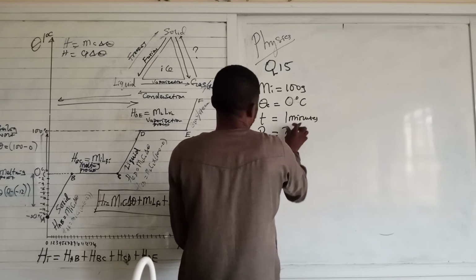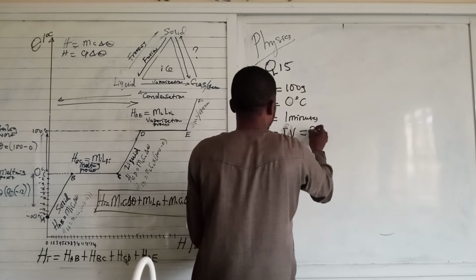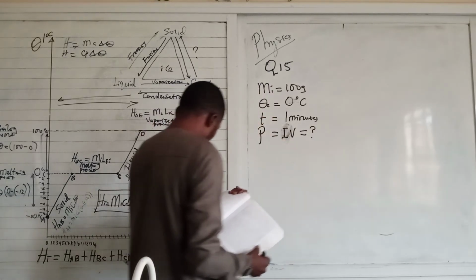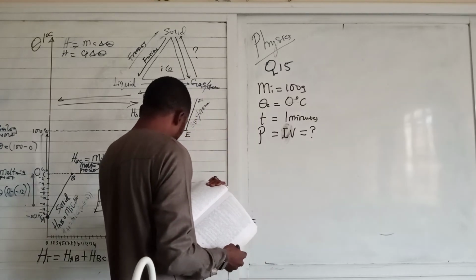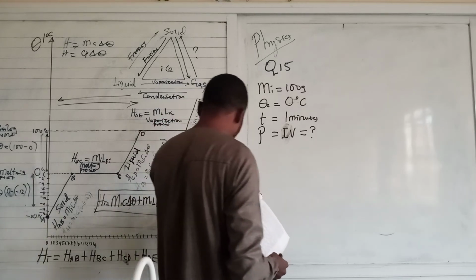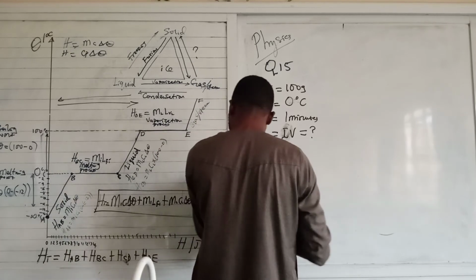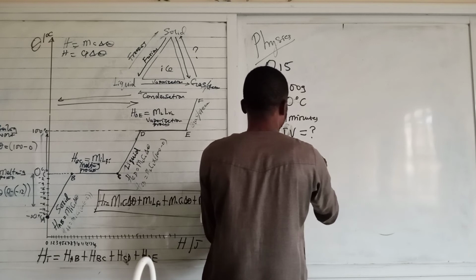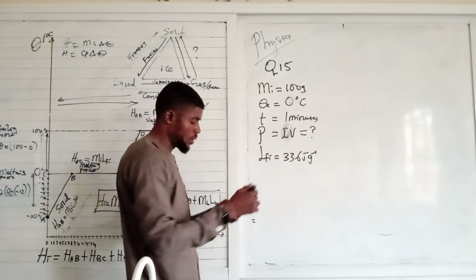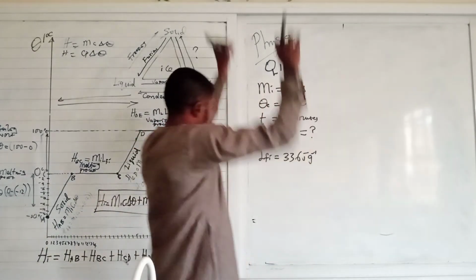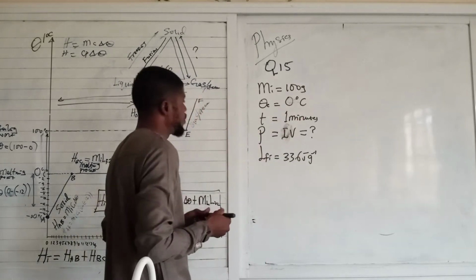Power is not given, and you know that power is equal to IV, which is not given either. So what do we do? We are given the specific latent heat of ice to be 336 joule per gram. We are done with the data collection. The next thing to do is to substitute, to bring in the correct equation to be used here.